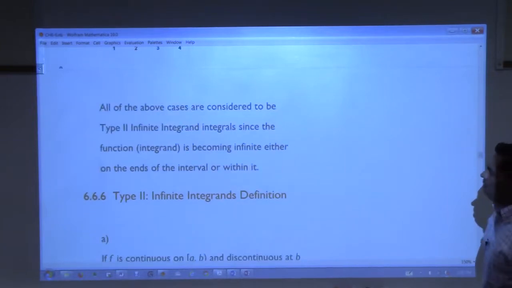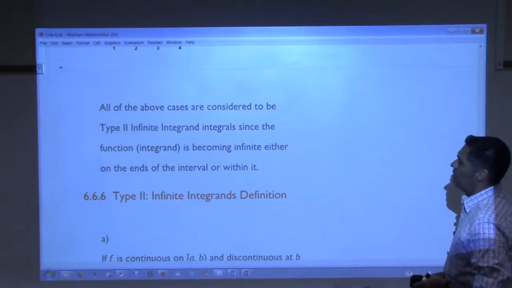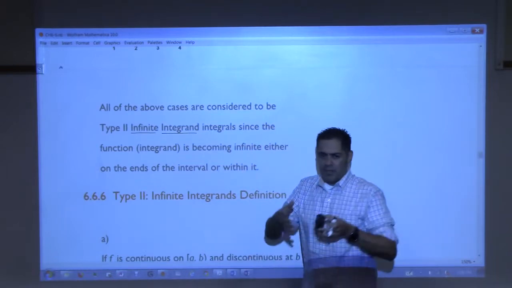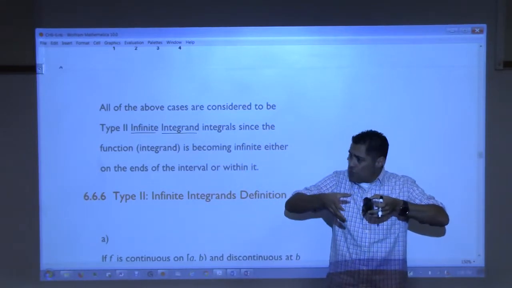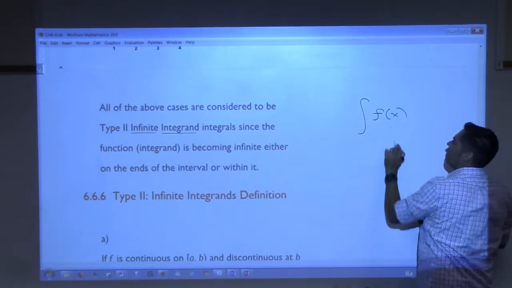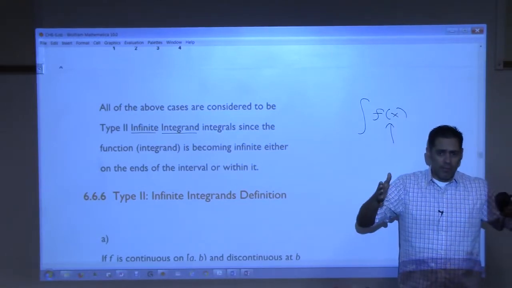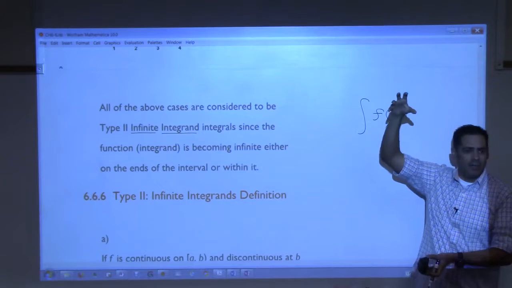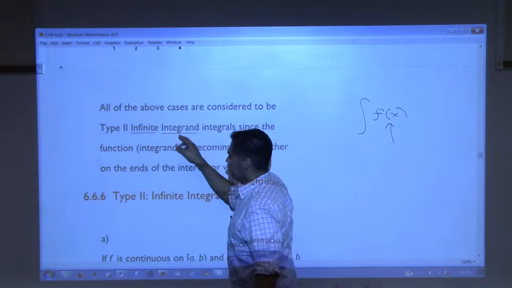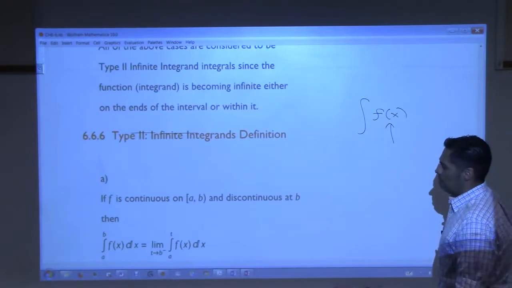All right, all of the cases above are considered to be type 2 infinite integrands. Now they call it infinite integrands because it's the integrand. The function itself is called the integrand. This function right here, that's the integrand. So what's happening is that somewhere in our interval, our integrand is becoming infinite. That's the vertical asymptote. So that's why we call it infinite integrands for type 2. So how do we do it?